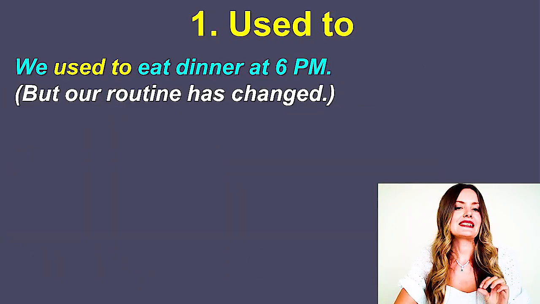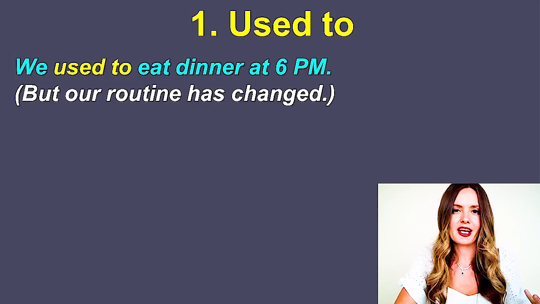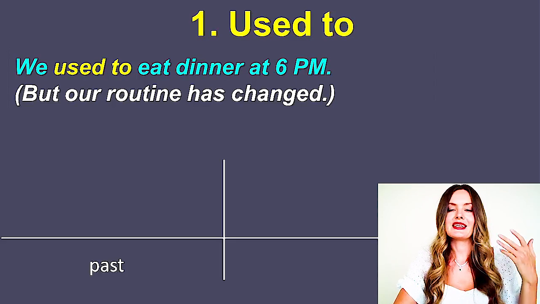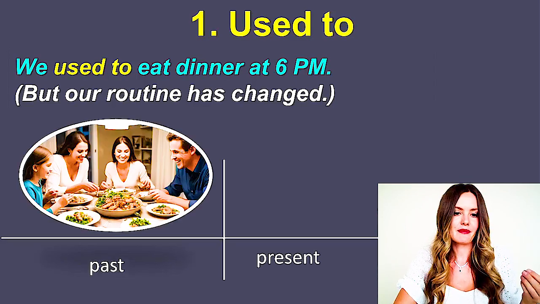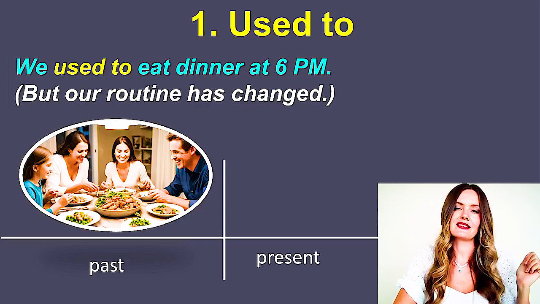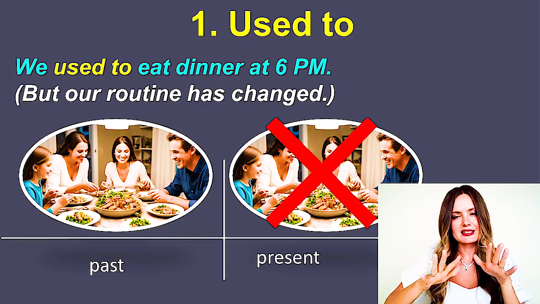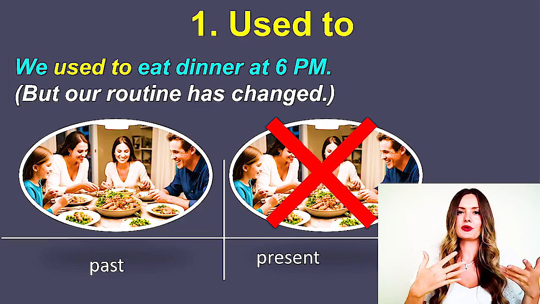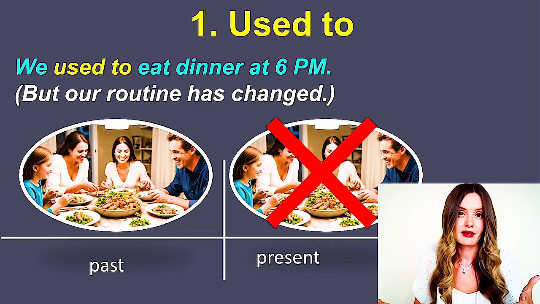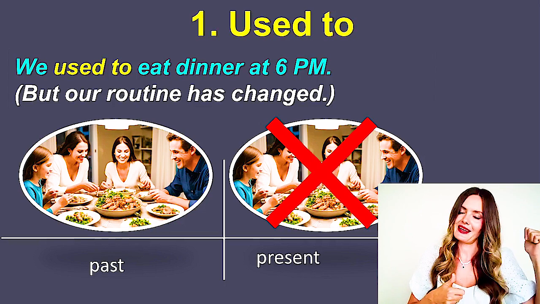We used to eat dinner at 6 p.m., but our routine has changed. In the past, we used to eat dinner at 6 p.m. But now in the present, we don't eat dinner at 6 p.m. Maybe we do at 7 p.m. or 8 p.m. Our routine has changed.